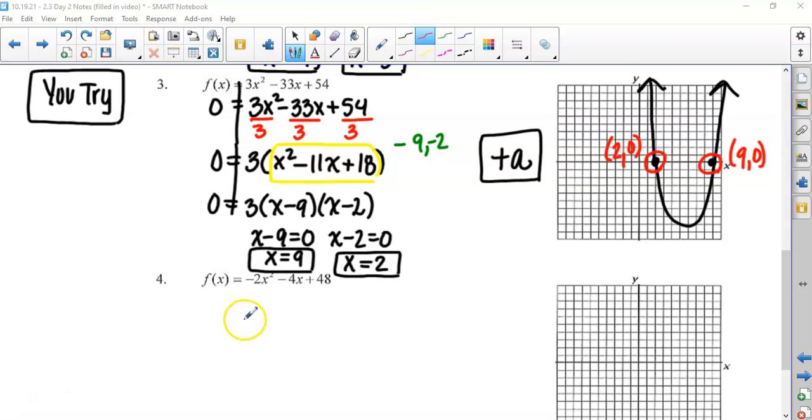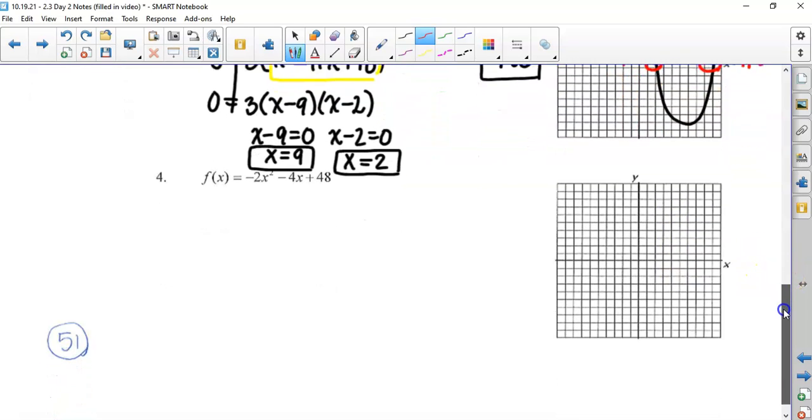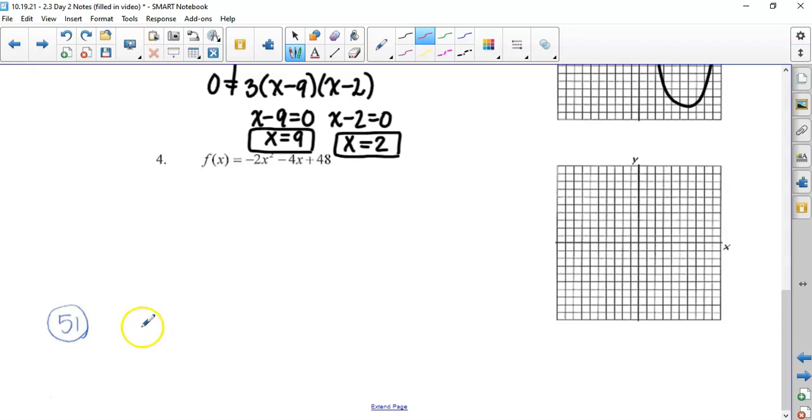If you need to press pause to check your work step by step, please don't hesitate to do that. And if you are ready to move forward with me for example 4, let's do it. So when you're ready, again, press pause if you need to, check answers. If there's a piece that's not making sense, please don't hesitate, let me know. Send me a quick email. If we are ready, fantastic. Let's move forward to example 4.